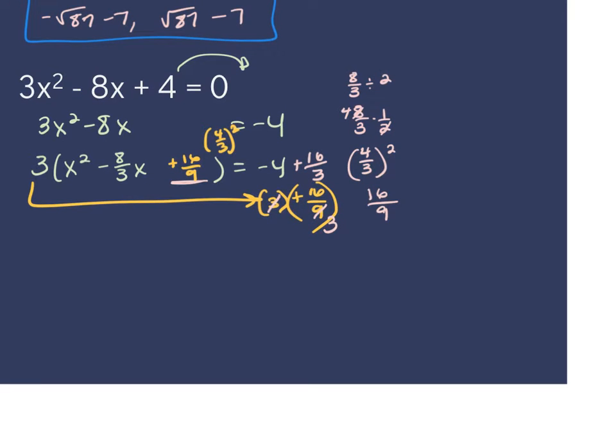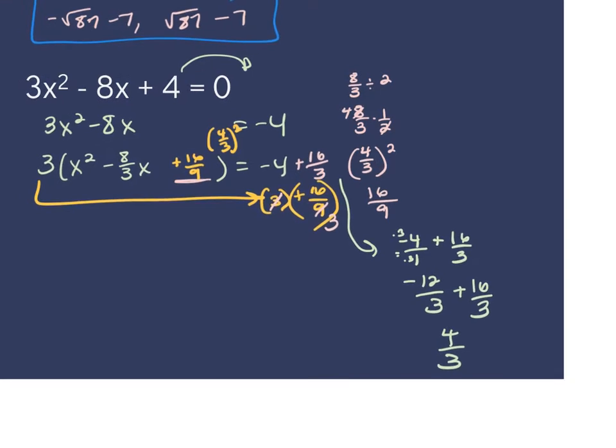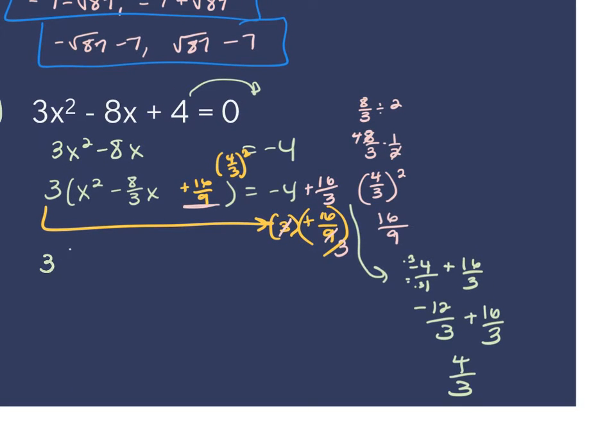So I'm going to keep working that right side. -4 plus 16/3. 4/1 has to be multiplied by 3. And I get -12/3 plus 16/3, which is 4/3. So left-hand side, 3x squared minus 8/3 x plus 16/9, or 4/3 squared, equals 4/3.